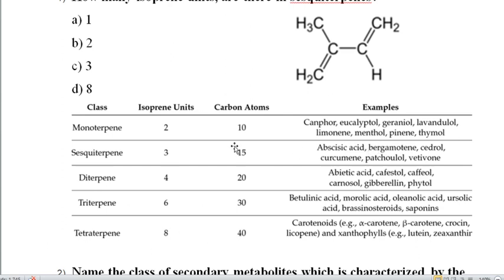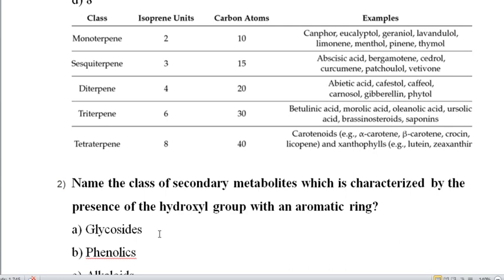Regarding the examples, monoterpene includes your eucalyptus, camphor, lemon and menthol, thymol. And the example of sesquiterpene includes your abscisic acid. And with regard to diterpene, an example is gibberellin. So abscisic acid belongs to a class called sesquiterpene and gibberellin comes under the diterpene group. Okay, so you should know that. And as an example of triterpene, it includes your saponins, steroids. The group belonging to tetraterpene includes your carotenoids and xanthophylls like lutein and zeaxanthin.